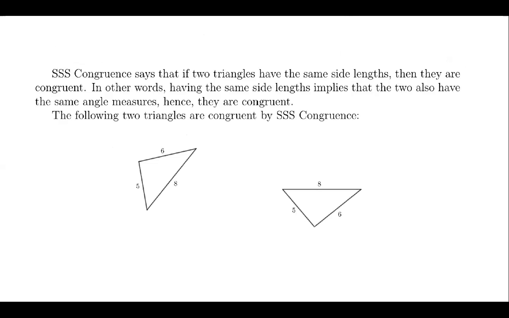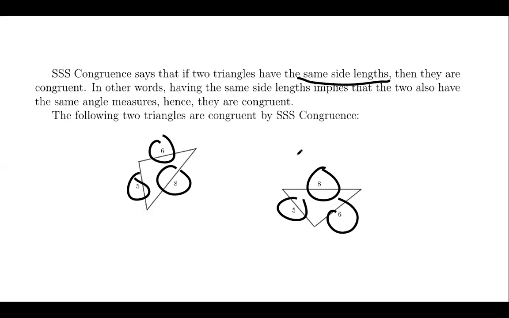So similarly, we can use SSS congruence. If two triangles have the same side lengths, then they are congruent. So over here, you can see that both triangles have 5, 6, and 8, so they will be congruent by SSS congruence.